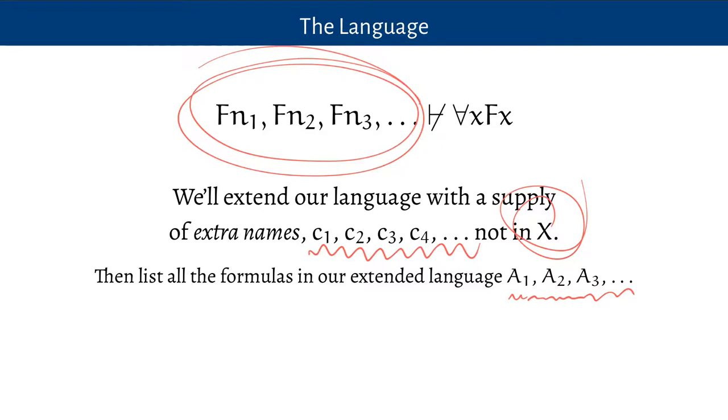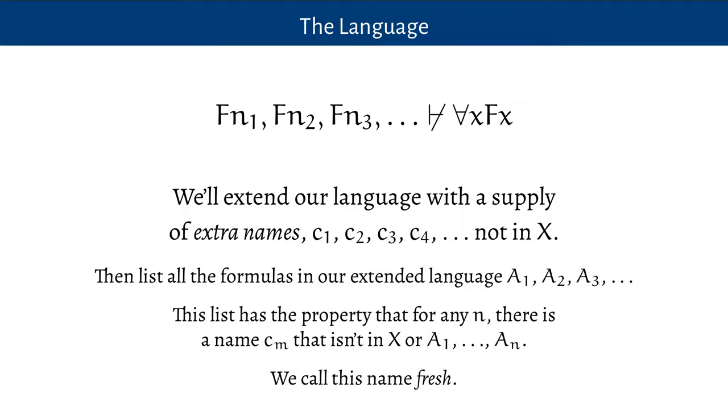Later in the course, if you have questions about how you could enumerate all of these things, in the next few weeks after this, we'll talk about that. But for the moment, just take that as given. The neat thing about any such list like this is that as these formulas are on my list, which goes on and on and on, each formula is finitely long. Each formula has got a finite number of symbols in it. No formula is infinitely long. And so each formula only uses some finite number of these fresh names that I've got, these extra names.